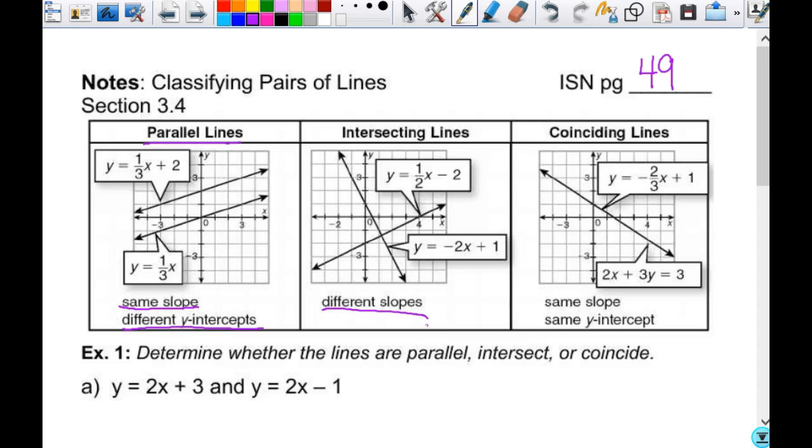Then we have coinciding lines. That's when you have the same slope and the same y-intercept. So it's one line. It's the same line. It's just one line on top of another one, just like you having two different names. Okay, we're all good?